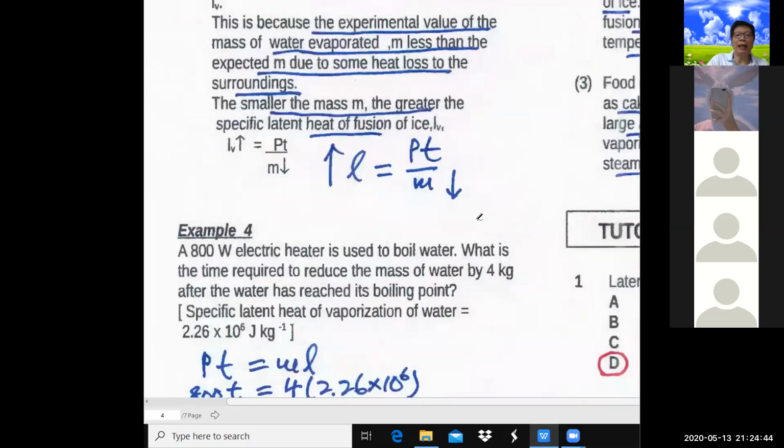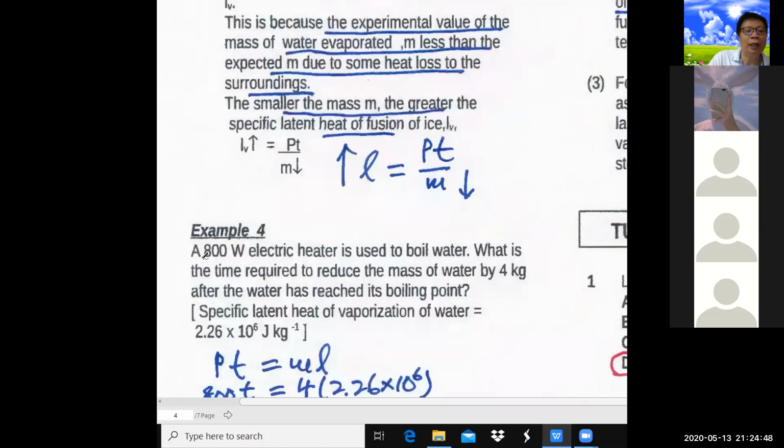Okay, now this question. Answer this question now. An 800-watt electric heater is used to boil water. What is the time required to reduce the mass of the water by 4 kilograms after the water has reached the boiling point? You see, after the water has already reached 100 degrees. So you need to entirely make the 4 kilograms of water disappear.